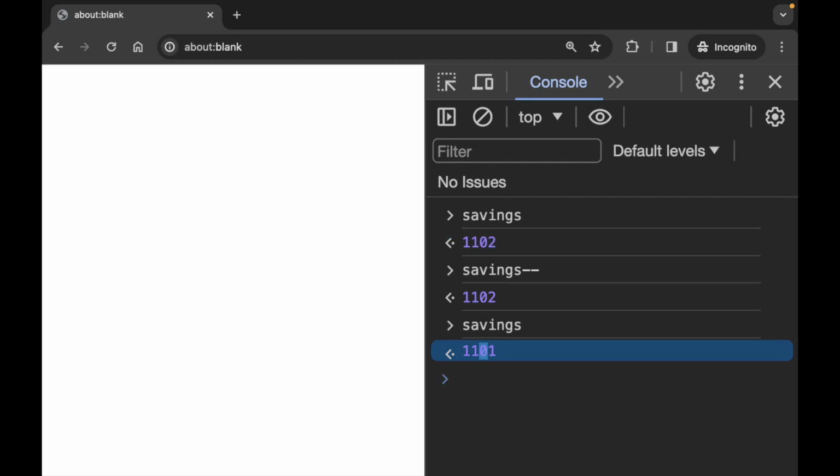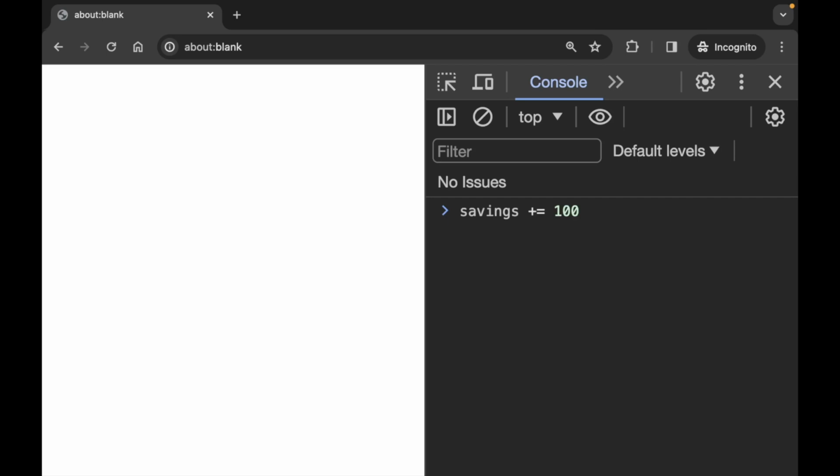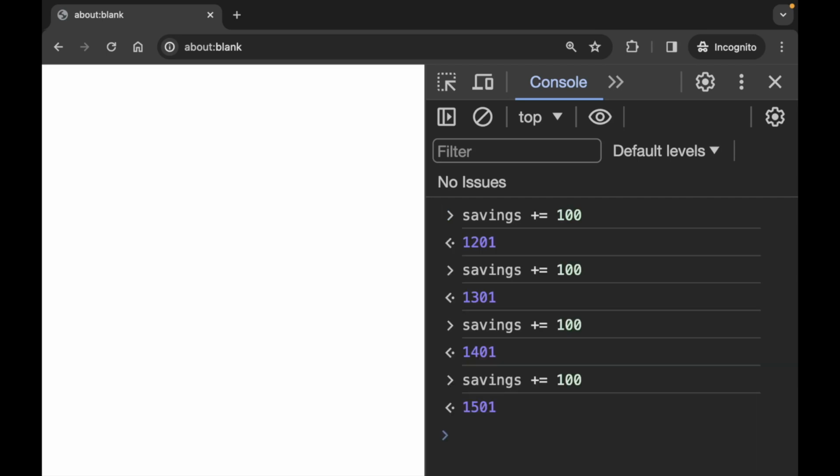Now, another way, as I was alluding to at the beginning, when we were adding 100 at a time, we can do something relatively similar. And that is saying something like savings plus equals 100. Notice that adds up 100 each time. We can do this again and again. Maybe every 2 days you're putting $100 into your account or something. That's going to add up that $100 as we go in.